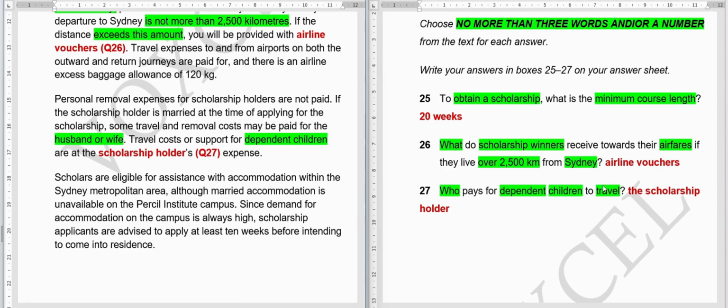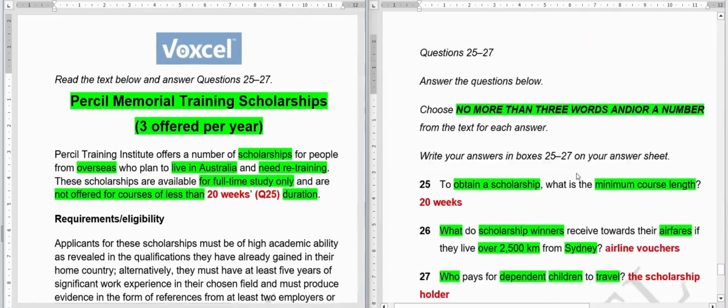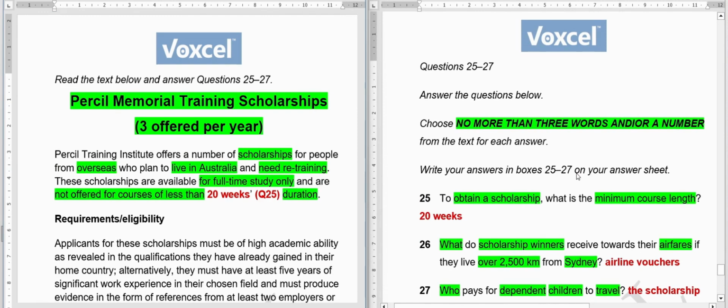So they are saying the dependent children, who is paying for that travel cost. Apostrophe s means that whatever the next phrase is, it is dependent on the person or the thing with the apostrophe s. So the expense of the scholarship holder. So the scholarship holder is paying for the dependent children. I hope it is clear. So this is how you should solve your readings. If you are able to understand the context, you will be able to identify the answers quite easily.